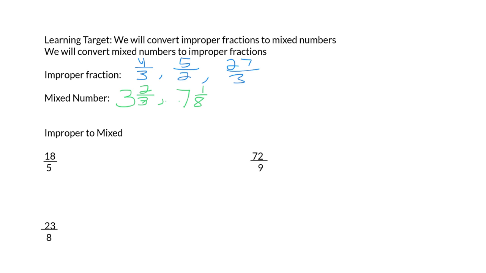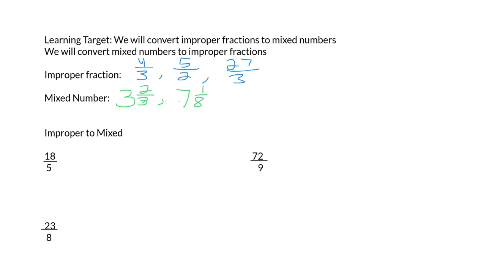Okay, first thing we're going to do is work on converting improper fractions to mixed numbers. A lot of times when you are doing addition or subtraction, you might have to do this step. So this is going to build up to next week where we work on some addition and subtraction of fractions. Okay, first one we're going to start with is 18/5.